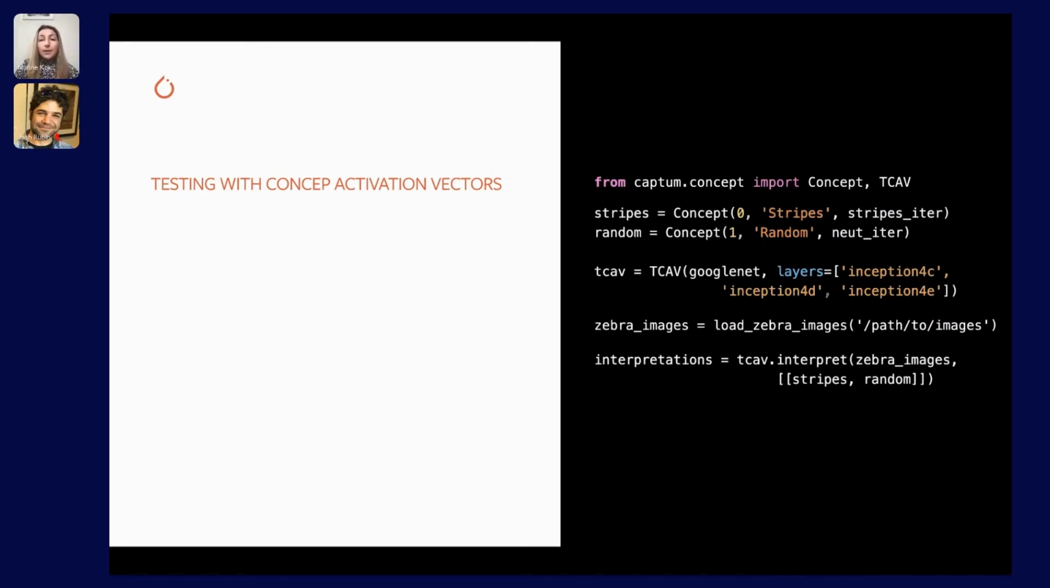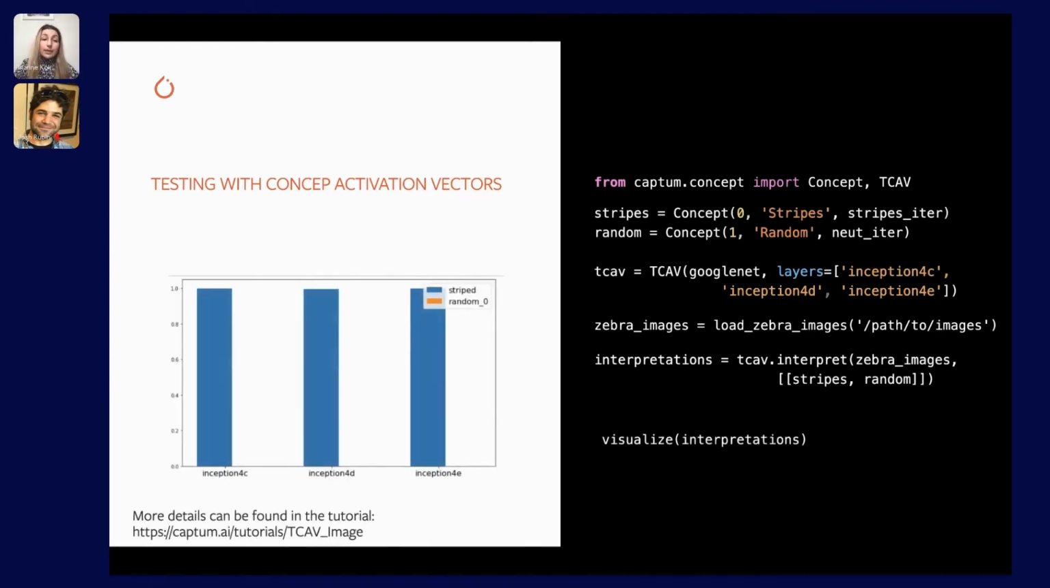So here is an example of how we could use it in the Captum library. We could import the concept class and the TCAV class. Then we have to provide the data loaders or data sets for the concepts. In this case, you could specify the data iterator. Then you'll create an instance of a TCAV class, passing model layers, and then the images for which we would like to perform the attribution. In this case, we could see on the y-axis the TCAV score, and the x-axis are the layers.